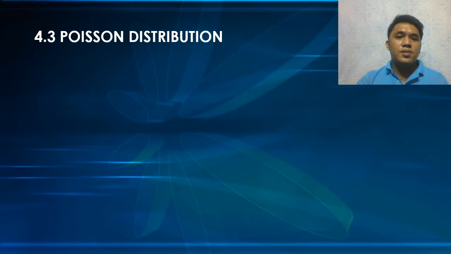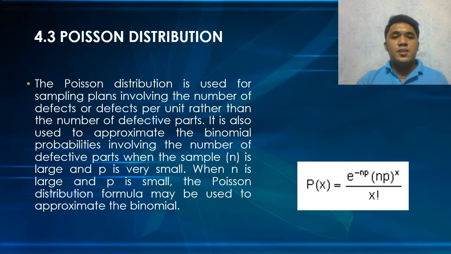Third is the Poisson distribution. The Poisson distribution is used for sampling plans involving the number of defects or defects per unit rather than the number of defective parts. It is also used to approximate the binomial probabilities involving the number of defective parts when the sample is large and P is very small. When sample is large and P is small, the Poisson distribution formula may be used to approximate the binomial. On the right side shows the formula for the Poisson distribution.